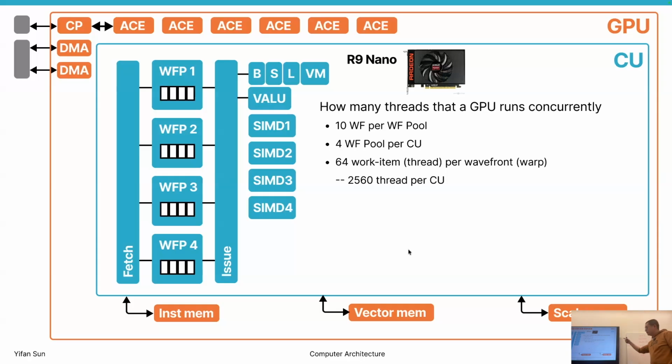Let's come back here. So 64 threads per wavefront. That's CDNA or GCN architecture. So then we can calculate 2,560 threads per CU.